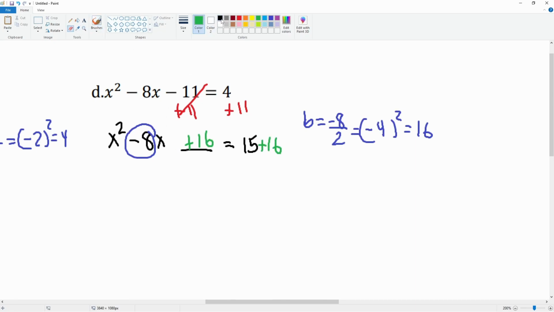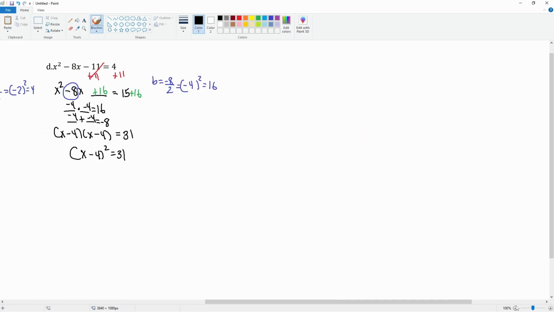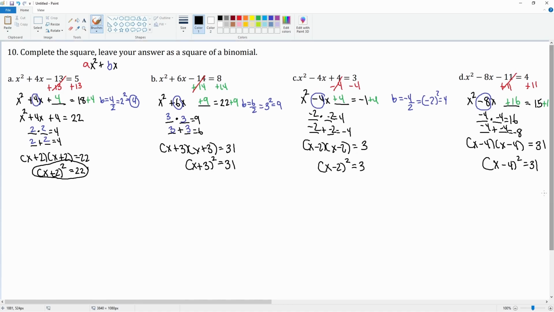The left side, we can factor it. We're trying to find two numbers that multiply to make 16 and add up to -8. Those numbers are -4 and -4. Factored form would be x minus 4 and x minus 4. On the right hand side, 15 plus 16 is 31, I believe. Yes. So here we write this as the square of binomials: x minus 4 squared is equal to 31. So there you go. This is how you complete the square and write it as a square of binomials.